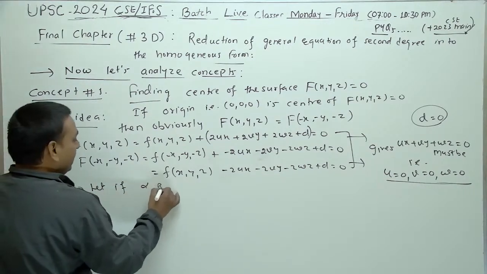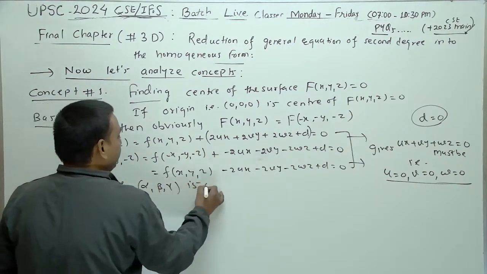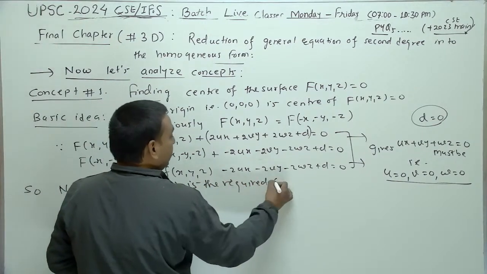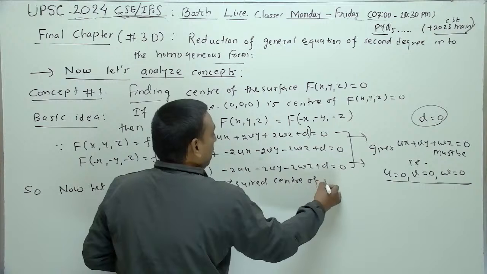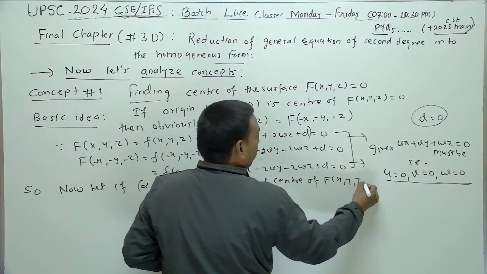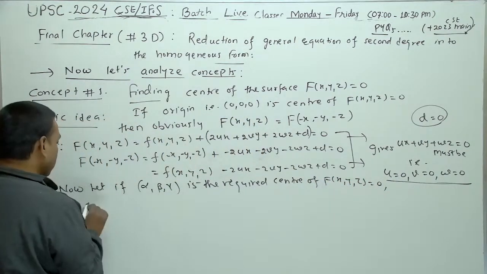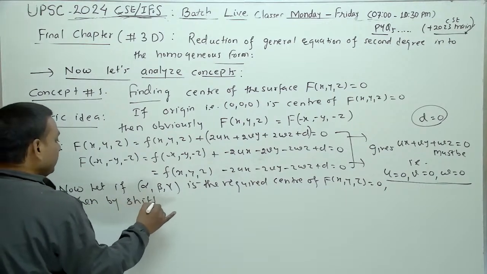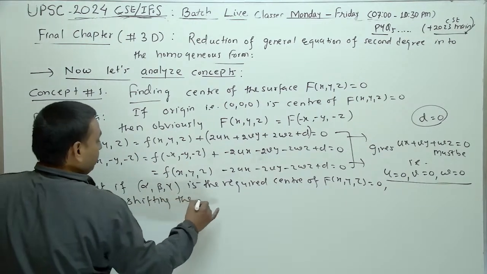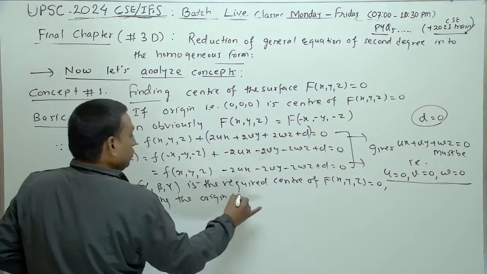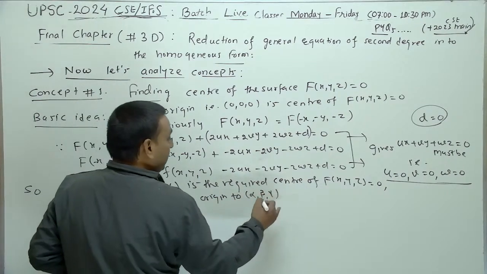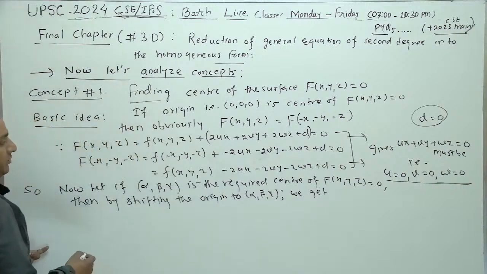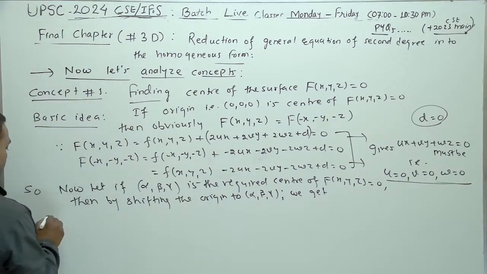Let alpha, beta, gamma be the required center of capital F of x, y, z equals 0. Then by shifting the origin to alpha, beta, gamma, ठीक है, we get, अब अपने पास जो f of x y z होगा वो क्या दिखेगा?